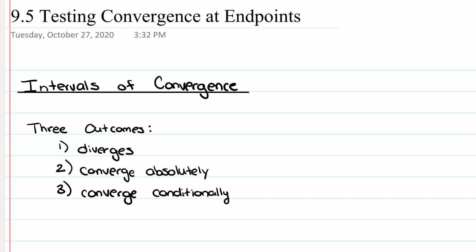So first of all, when we talk about convergence, there are three outcomes we could have. The first one is diverging. We can converge absolutely, or we can converge conditionally. And you know you converge absolutely when you involve absolute value bars. And you know you converge conditionally usually results when you use the alternating series test.